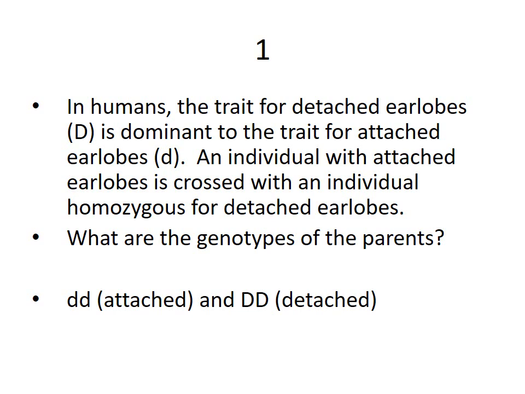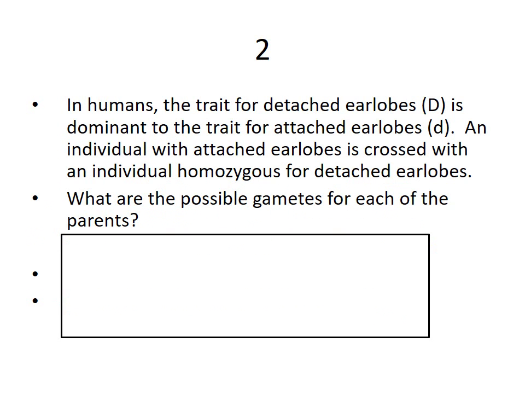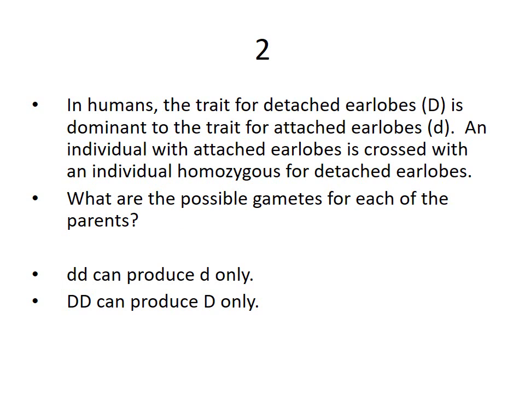We have little d for attached and big D for detached, because we're telling you that the person with detached earlobes is homozygous for it, so you know it's big D, big D. So it's about reading those questions carefully. The individual with attached earlobes, I knew its genotype because they told me it was recessive, and there's only one possible recessive genotype, so that's how I knew the genotype for that parent. The possible gametes for each parent is what you need to figure out next. So little d can only make little d, and big D can only make big D.